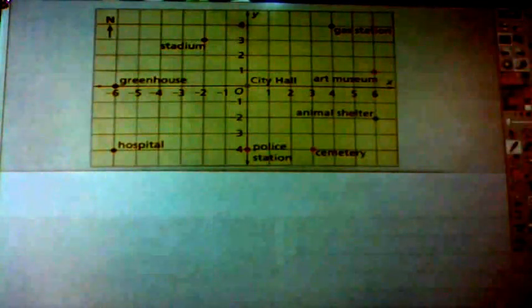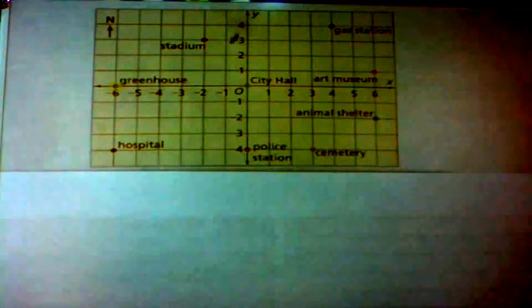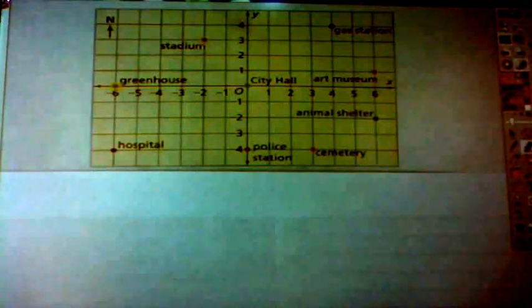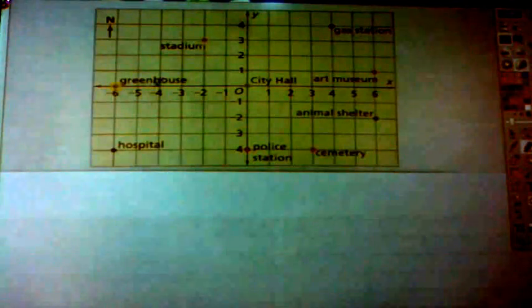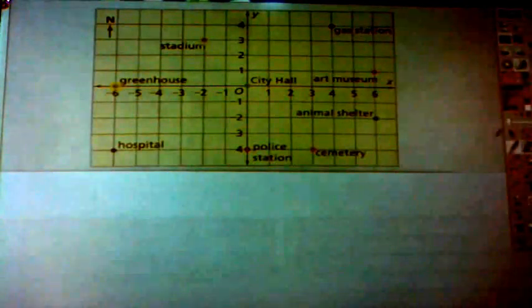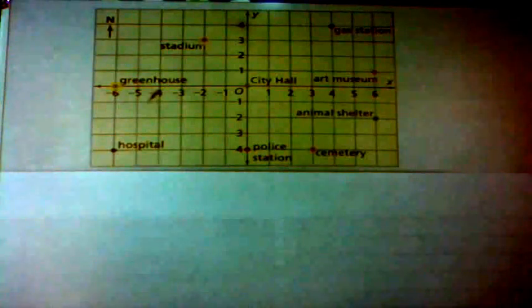So let's first talk about the driving distance from the greenhouse to the stadium. So I'm going to highlight the greenhouse is right here and the stadium is right here. So if we talk about driving distance, first we're going to move east or west. So we're going to go from the greenhouse to the stadium. We are going to move 1, 2, 3, 4 blocks east.